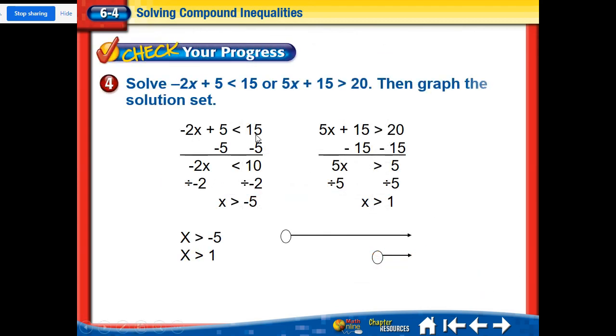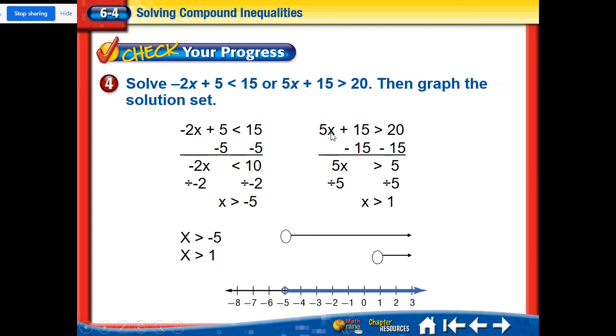So we can try another one. Again, this is an OR. So negative 2x plus 5 is less than 15. Go ahead and solve this. Subtract 5. Negative 2x is less than 10. Divide by negative 2. And we're dividing by a negative, so we flip the sign, so x is greater than negative 5. So I graph that, open circle, going to the right.